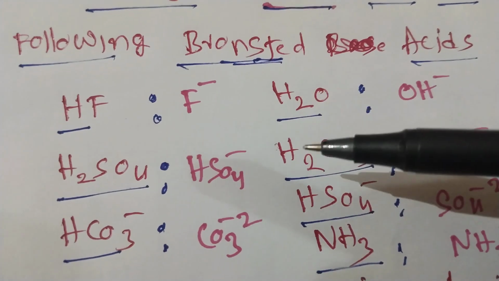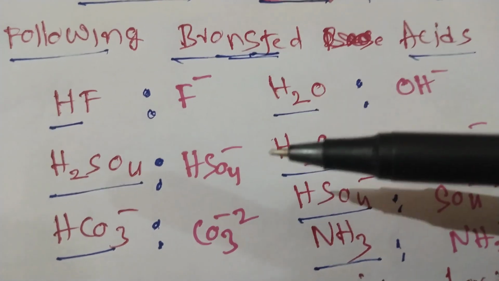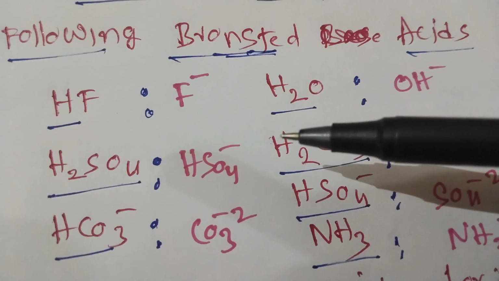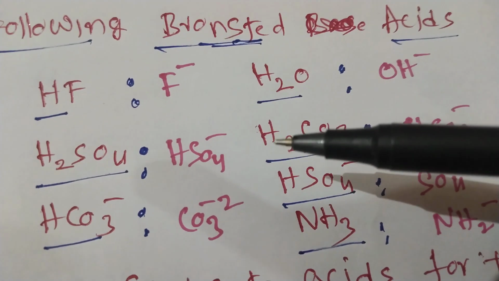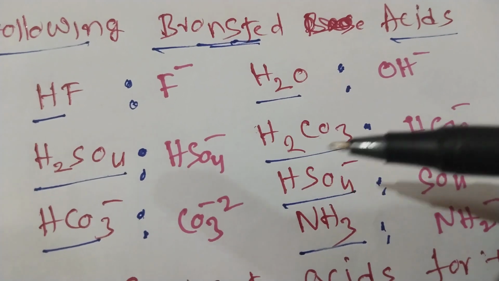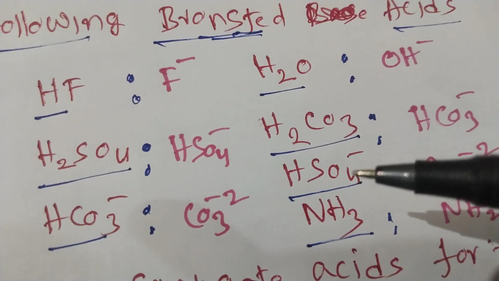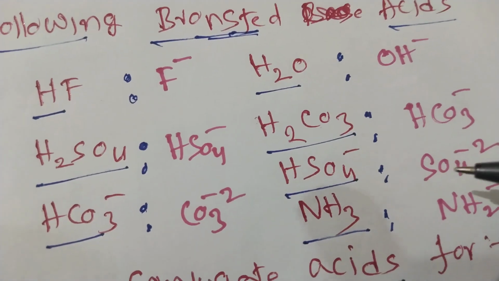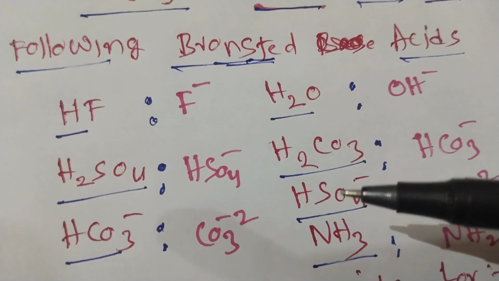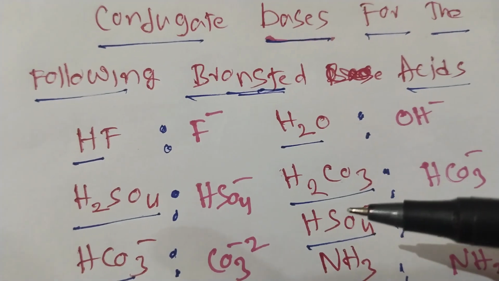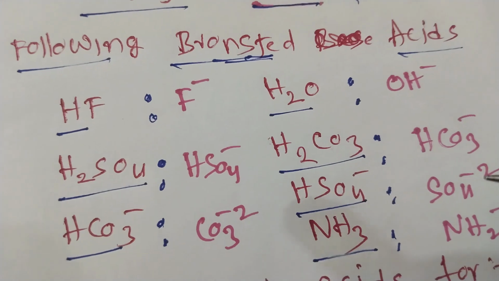H2O, remove the proton, that is H plus. What happened? OH minus. H2O, you can write H plus OH minus. H plus removed, what happened? OH minus. H2CO3, you can write H plus plus HCO3 minus. H plus removed, what happened? HCO3 minus. HSO4 minus, remove H plus, what happened? SO4 minus 2. If it has a negative charge, the conjugate base definitely converts minus to minus 2.